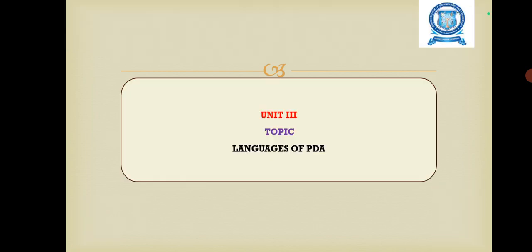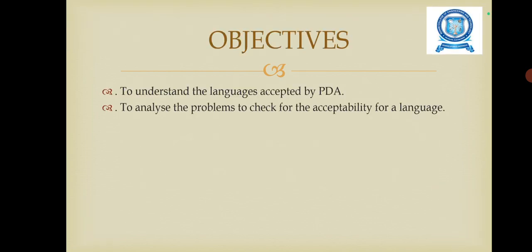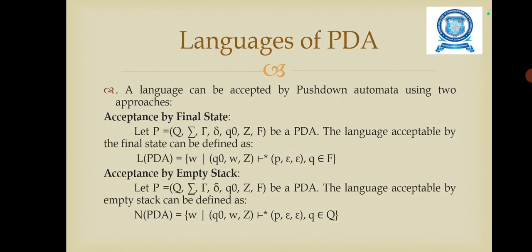Unit 3, topic: Languages of Pushdown Automata. Objectives: to understand the languages accepted by pushdown automata, and to analyze problems to check for the acceptability of their language. A language can be accepted by pushdown automata using two approaches: acceptance by final state and acceptance by empty stack. First, we are going to see acceptance by final state.